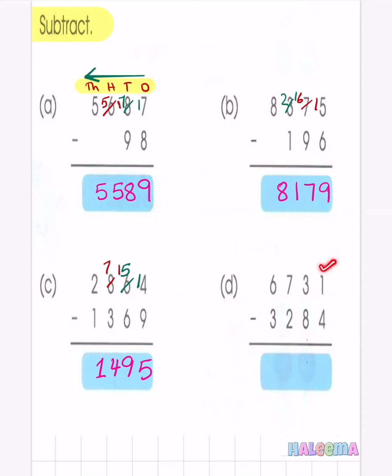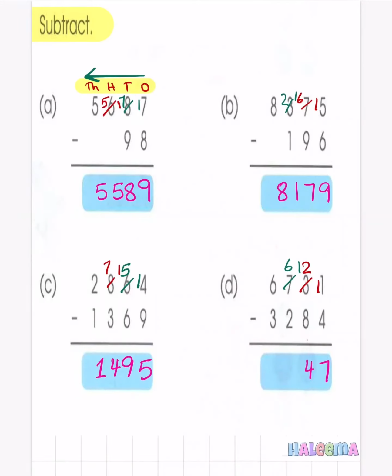Starting from the ones place, 1 minus 4 is not possible. We're going to borrow it from 3. So 3 will become 2 and 1 will become 11. So 11 minus 4 is 7. 2 minus 8 is again not possible. We're going to borrow it from 7. 7 will become 6 and 2 will become 12. So 12 minus 8 is 4.